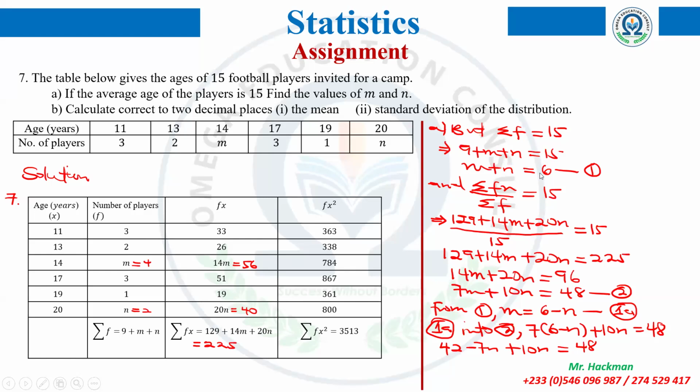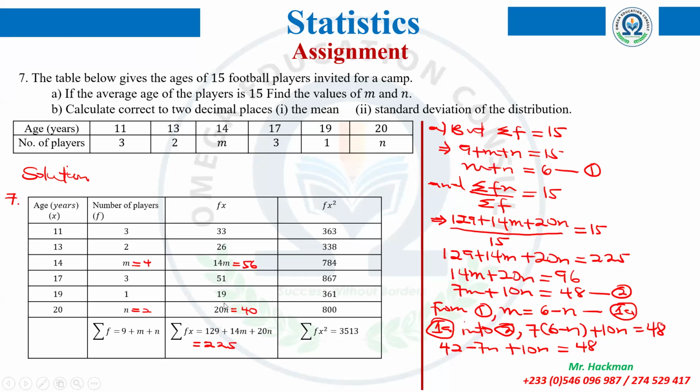So you use this to set up your first equation, which gives M plus N is equal to 6. You call it equation 1. The second piece of information is about the average. You are told that the average is 15, and the average is the same as sigma fx over sigma f, and this is equal to 15. So now what is your sigma fx?